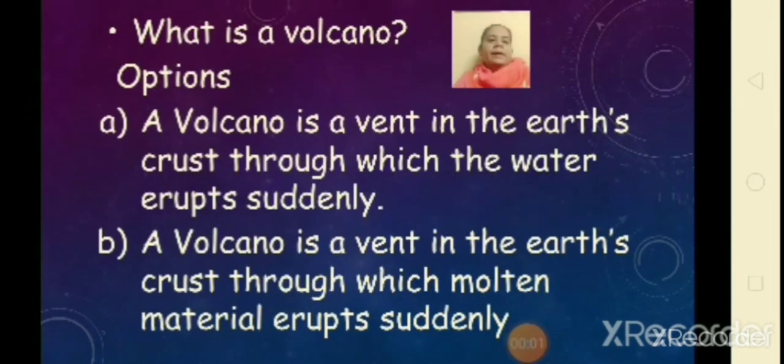So here the next question is, what is a volcano? And the options are: option A, a volcano is a vent in the earth's crust through which the water erupts suddenly. And option B, a volcano is a vent in the earth's crust through which molten material erupts suddenly.